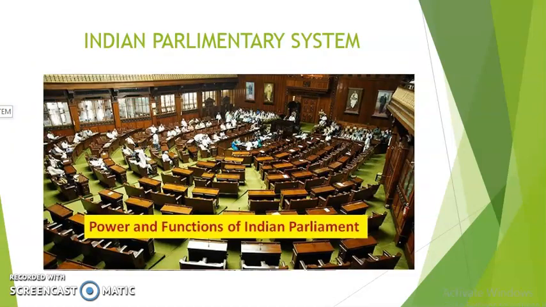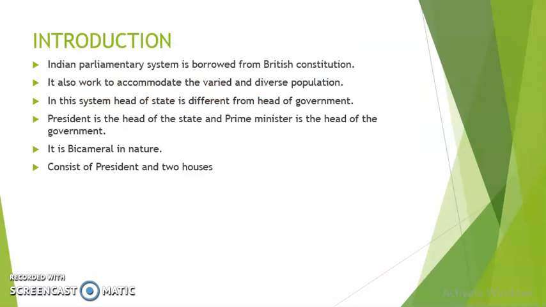As the image is displayed, this is an image of the Indian parliamentary system. India chose this type of parliamentary system mainly because it was greatly influenced by the system in England. Another main reason is that this type of system can accommodate the diverse groups within our population.